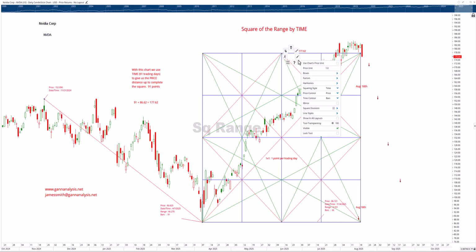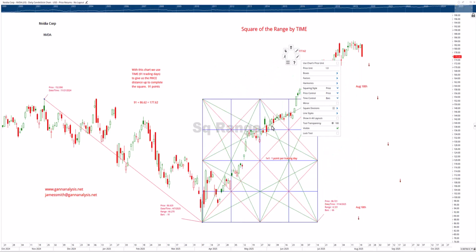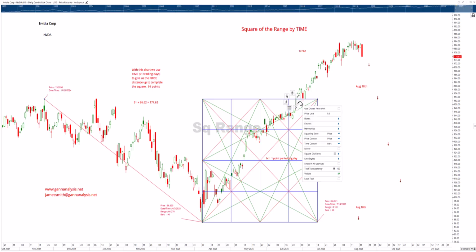You can do the squaring style by time. You can do it by price. And you're going to get different results each time. You can actually extend this. So if we want to extend it up, we can do that. And that gives us certain information.